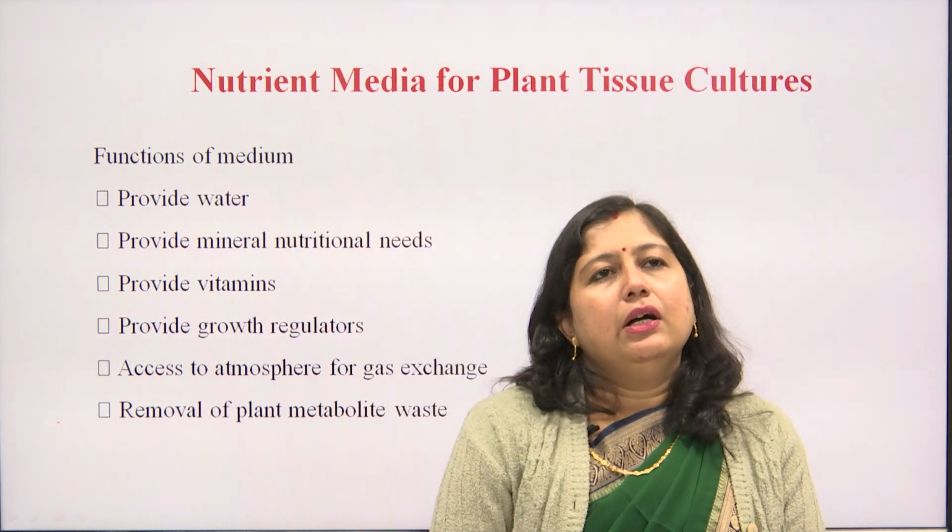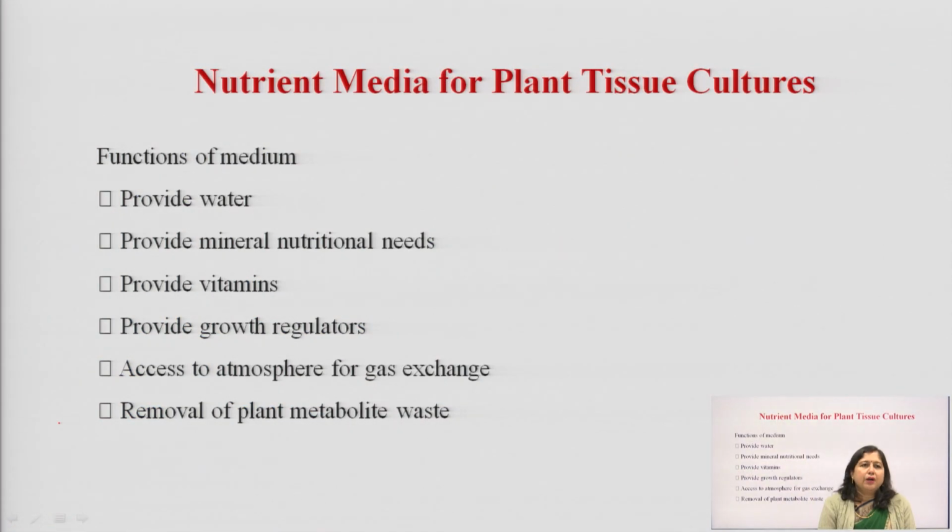So, what are the functions of the nutrient medium of plant tissue culture? The nutrient medium should be enough to provide water, mineral nutritional needs, vitamins, plant growth regulators, and proper atmospheric gases. It should also be able to remove the plant metabolites produced inside the culture, which are generally waste material. So, a good nutrient medium should have all these qualities.